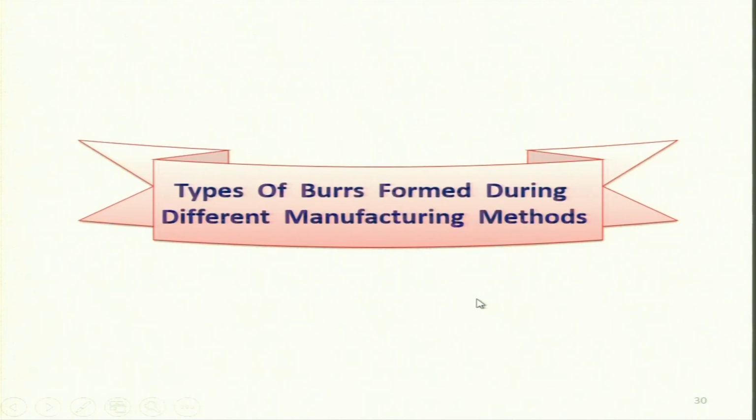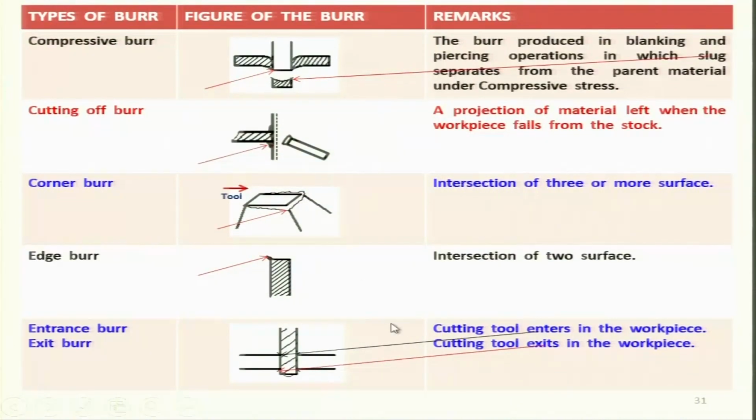Types of burrs formed during different manufacturing processes or methods. Very interesting. You can see over here, this is the compressive burr. This one is the compressive burr, the burr produced in blanking operation and piercing operation, in which slug separates from the parent material under compressive stress. You can clearly see here, this is the part where you are getting this kind of burr.